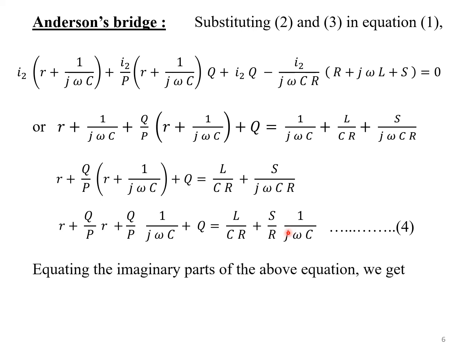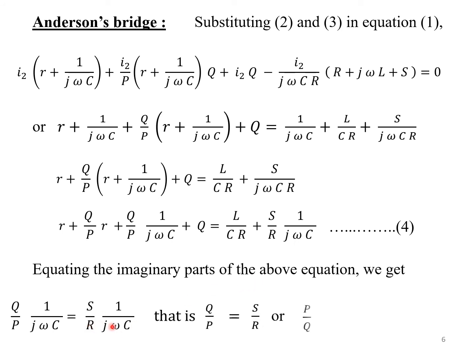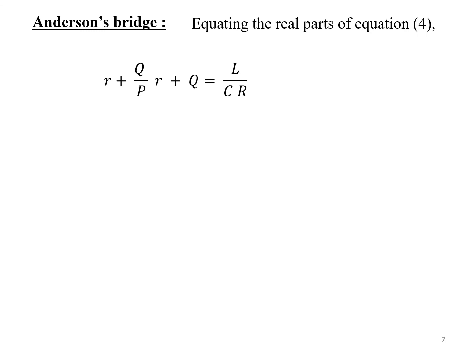And we can equate the imaginary part on the left hand side with the imaginary part on the right hand side. And then we get 1 over j omega c, which is common on both sides. Therefore, we are going to get the relation P by Q is equivalent to R by S, which is the same thing as the condition for balance in the case of Wheatstone's network.